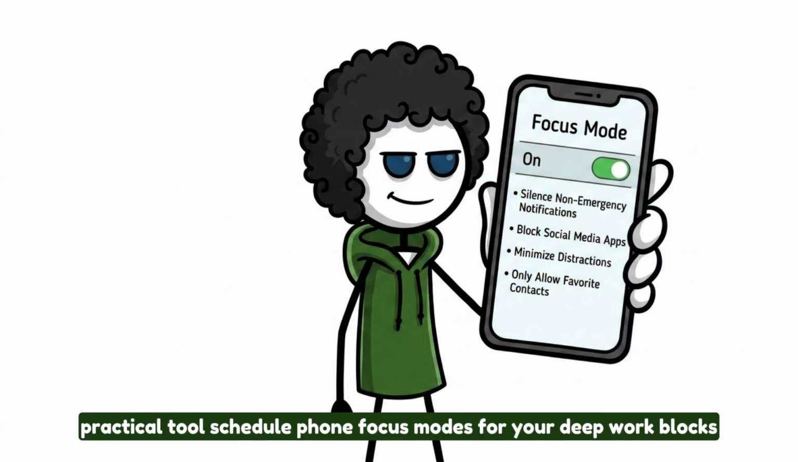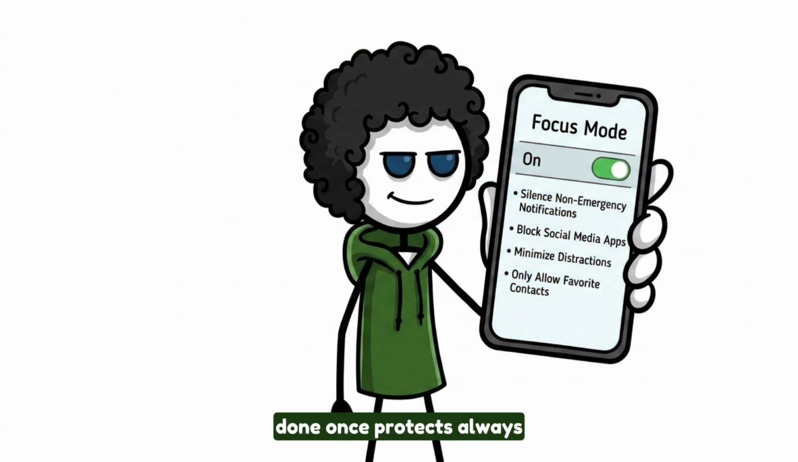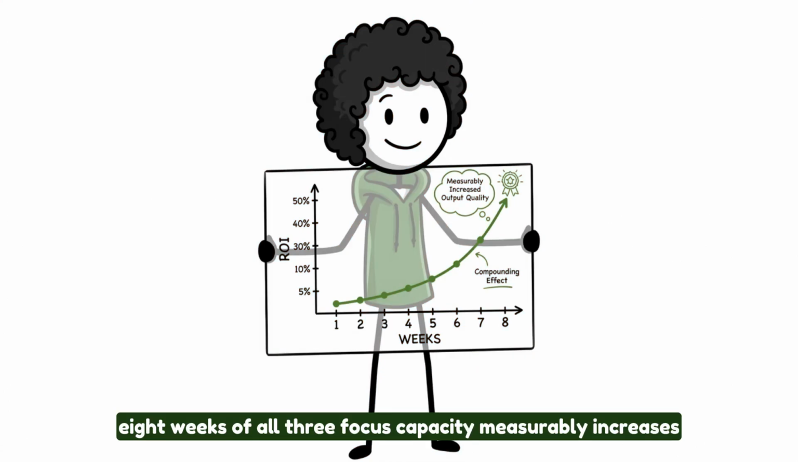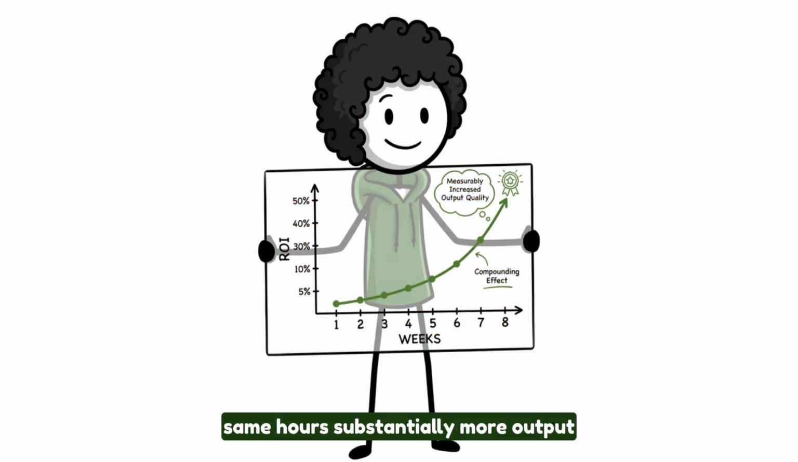Practical tool. Schedule phone focus modes for your deep work blocks. Done once, protects always. 3 strategies. Completion cues, task batching, transition rituals. In that order of priority, 8 weeks of all 3, focus capacity measurably increases. Same hours, substantially more output.